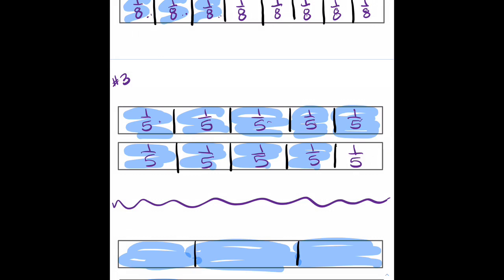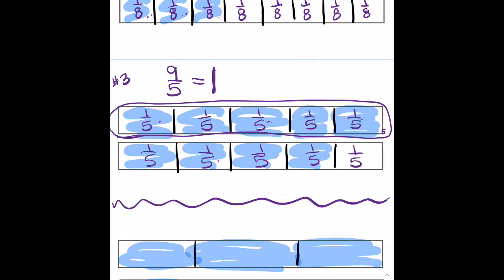Okay, so I have 5 of them with this one, and then I have 6, 7, 8, 9. So I have 9/5 equals, I have one whole fraction bar, so one whole, and then I have 4 left over. So my improper fraction is 9/5, and that equals the mixed number 1 4/5.